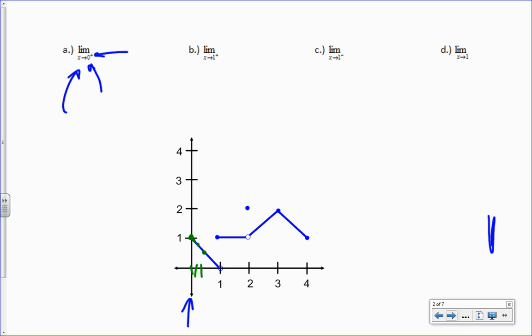So the limit as x approaches 0 from the right is whatever it's getting closer and closer to as a response, which in this case is 1. Do you agree it keeps getting closer and closer to that response? Okay, or that output?